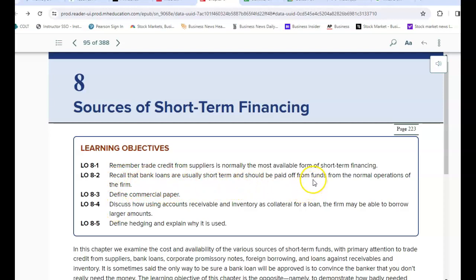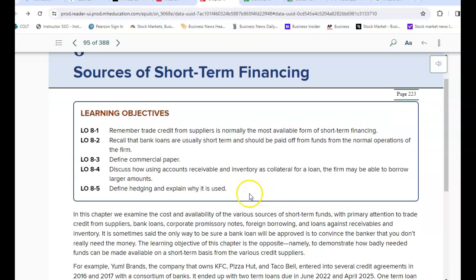We're going to talk about commercial paper, how important that is, and it's critical from a lender and a borrower standpoint. It's an important financial topic. So learn more about that, and you're going to learn about how accounts receivable and inventory are used as collateral for a loan. And the firm may be able to borrow larger amounts if they put that up. And as a small business, I can tell you, you definitely do that. You have to do that. You don't have much of a choice more often than not. So that's a really important part of short-term financing as well.